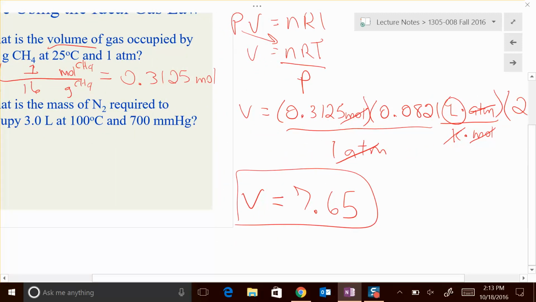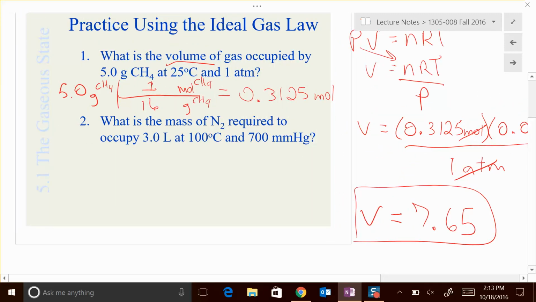Okay, great. What is the mass of N2 required to occupy 3.0 liters at 100 degrees Celsius and 700 millimeters of mercury? What am I solving for? Okay. Can I solve for grams in the ideal gas law? So what am I going to solve for in the ideal gas law? Moles. PV equals nRT. N equals PV over RT. Move RT down.